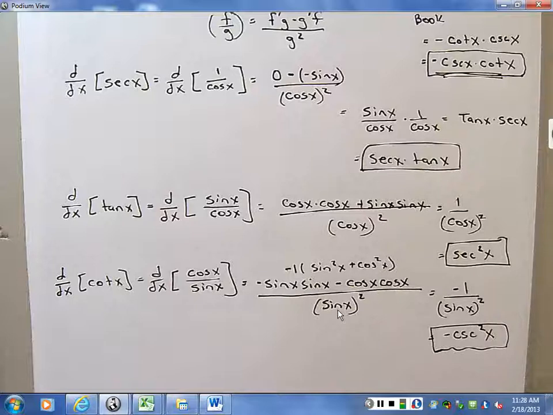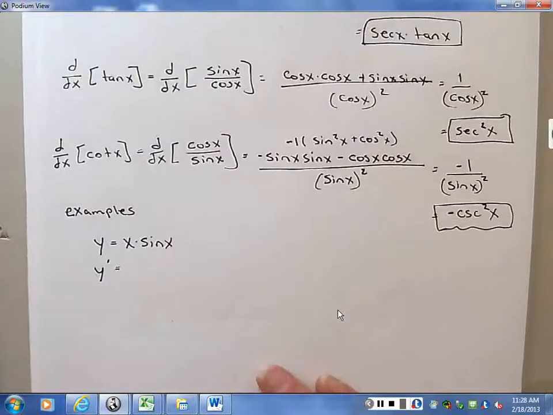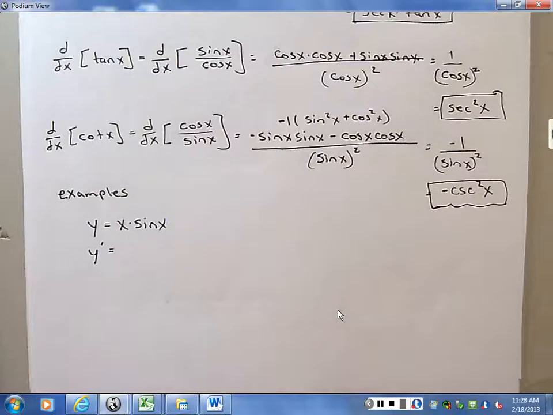Okay, so let's look at some examples of how we're going to apply this. What is the derivative of x times sine of x? Product rule. Yeah, you have to remember to use the product rule. Sometimes people will say 1 times cosine x, but that's not correct. You have to use the product rule.